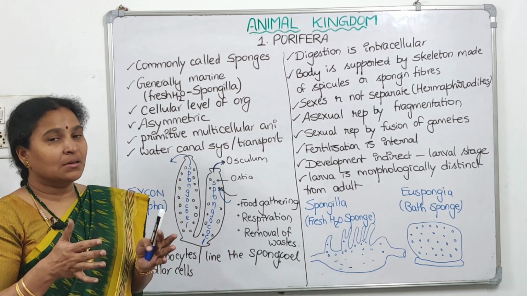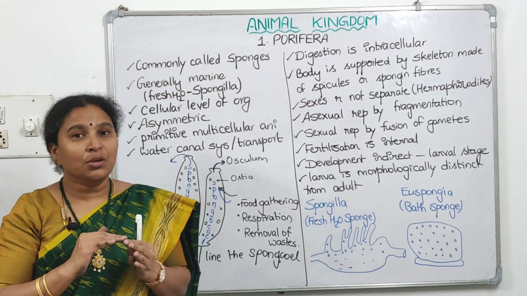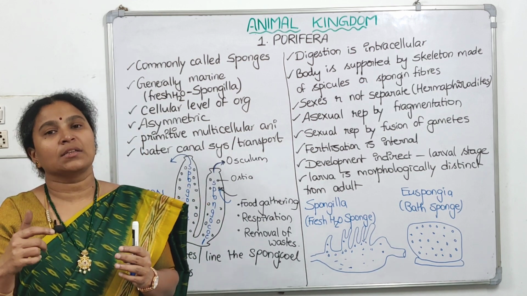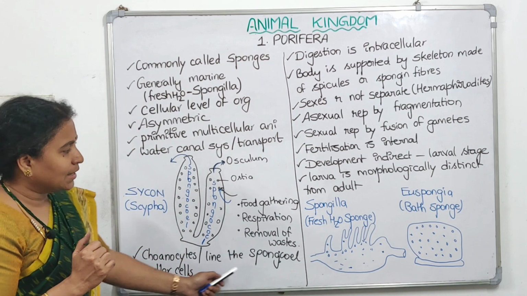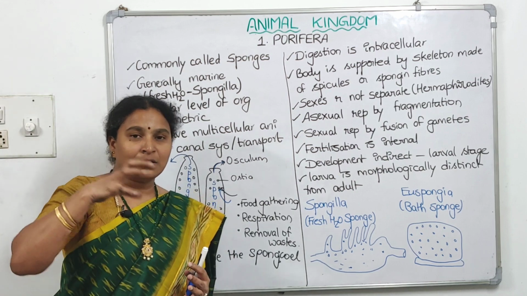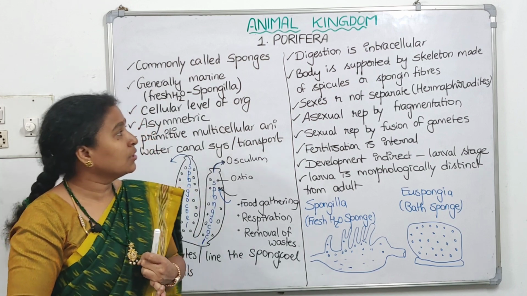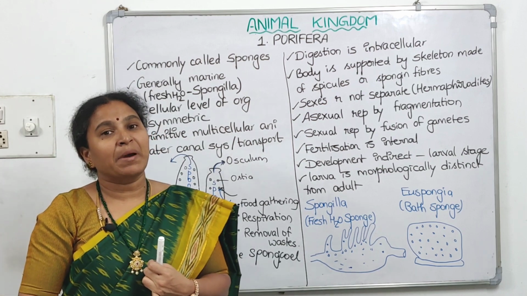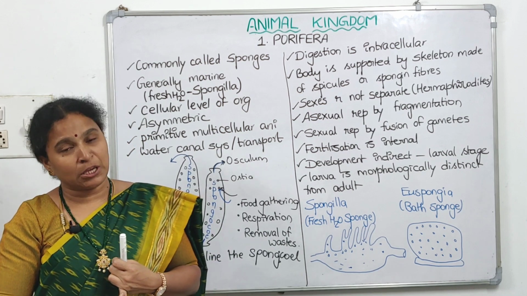Now we told the internal cavity is called spongocoel, and the spongocoel is lined by unique cells which are called collar cells or choanocytes. So choanocytes or collar cells lie in the spongocoel. Now coming to digestion, digestion happens inside the choanocyte, inside the cell. So it is intracellular digestion. The body is supported by a skeleton made up of either spongin fibers or spicules.